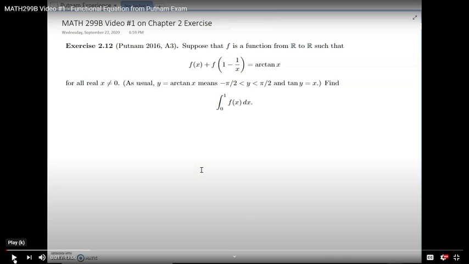Alright, this is my critique of Putnam 2016 A3. This is Strauss Robinson II speaking.